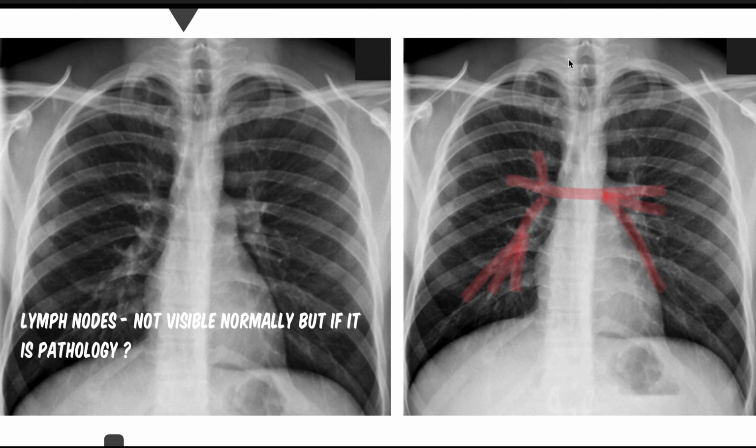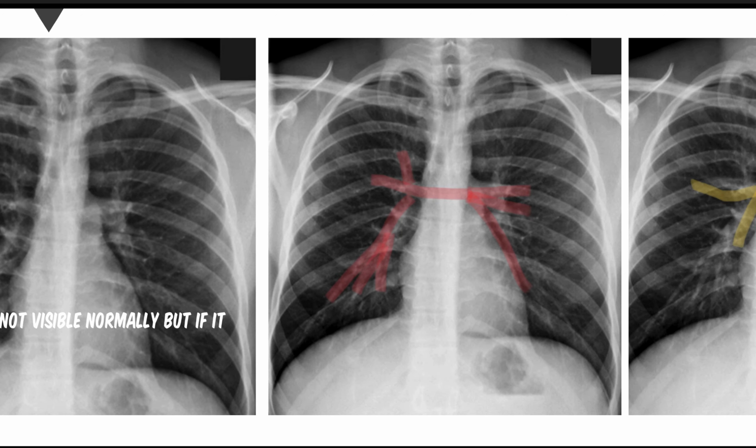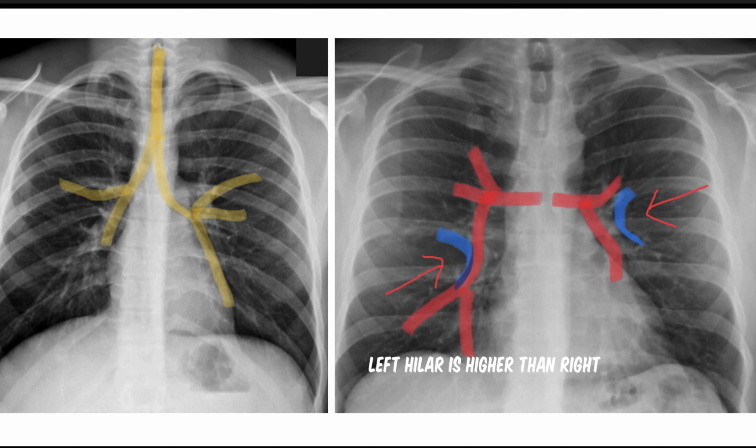I've highlighted on the right side of the screen what I would say is the right pulmonary artery, giving off the different blood supply to different lobes. This one will go to the upper lobe, middle lobe, lower lobe, and likewise. Now, the yellow indicates the bronchial tree, and the red indicates the blood supply. So you can see the left hilar is usually higher than the right.